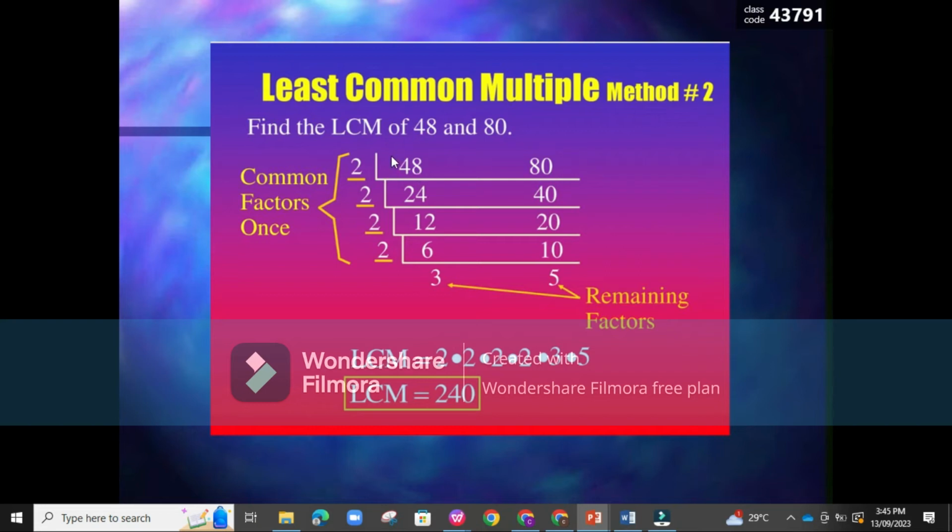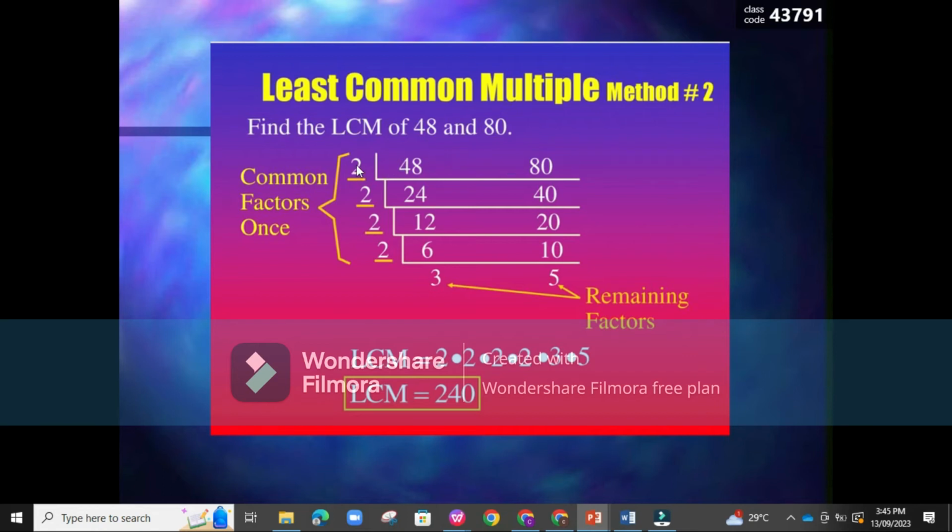So using the ladder method, you are going to write 48, then 80. Then put this bar. So think of a prime number that can divide both 48 and 80. And the smallest prime number is 2. But not all the time that the given set of numbers are divisible by 2.